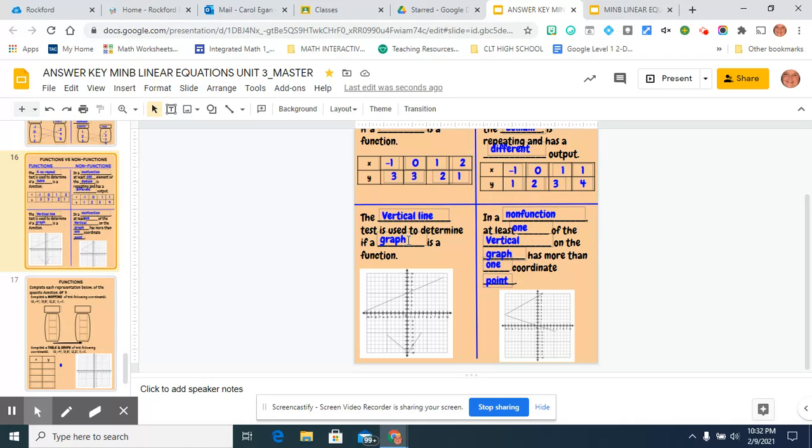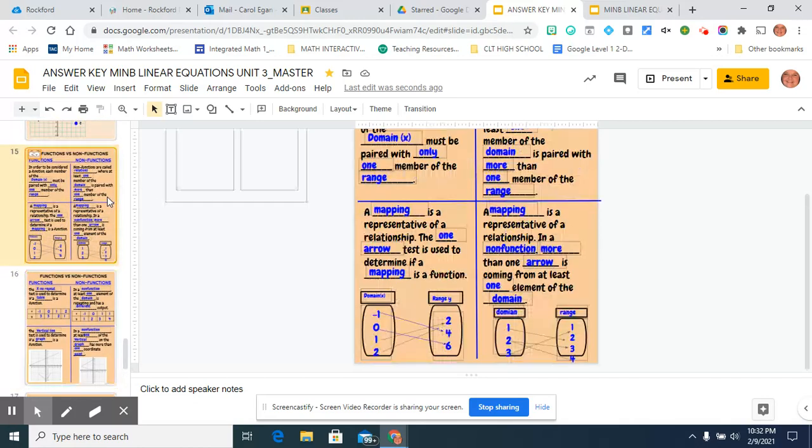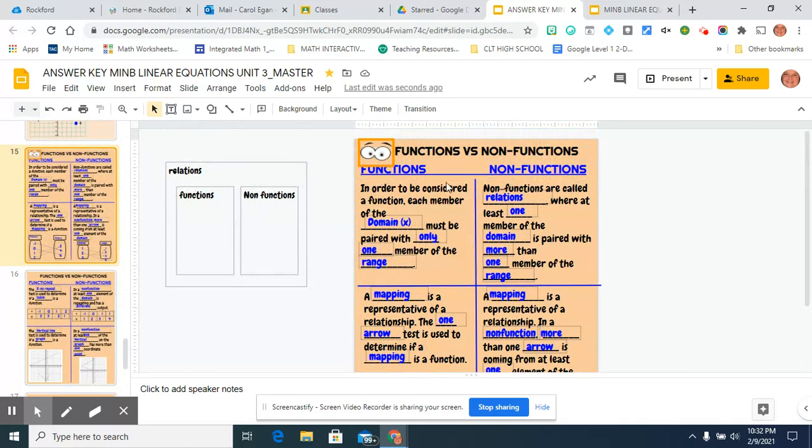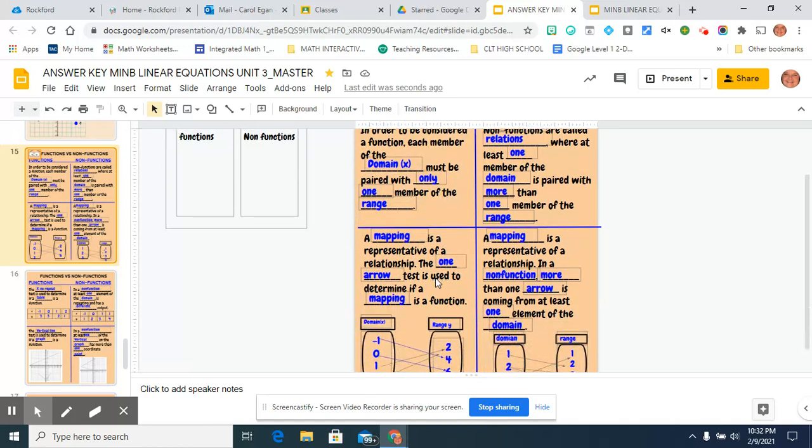So to reiterate, going back to the beginning again, we have functions and non-functions. They both are considered relations. Usually we just call non-functions relations. We don't go around saying, that's a non-function. We just call it a relation, right? And within relations, in order to be a function, you have to meet these guidelines. You have to have each member of your domain only paired with one member of your range.